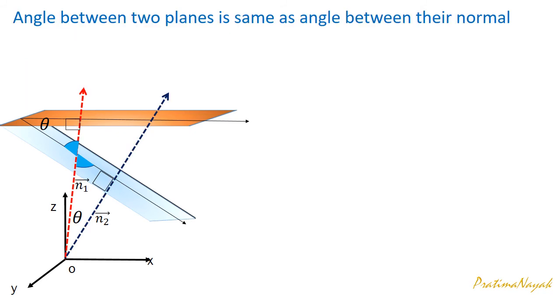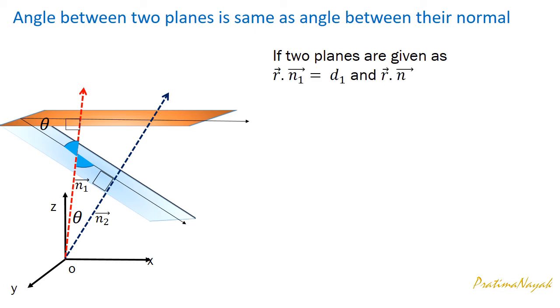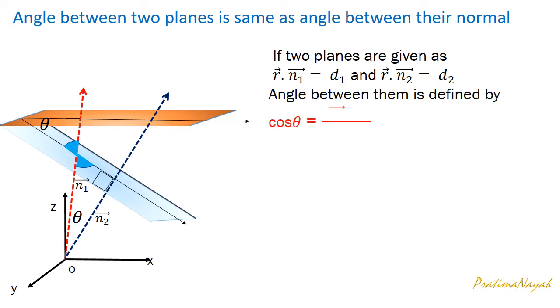If two planes are given as r vector dot n1 vector is equal to d1 and r vector dot n2 vector is equal to d2, then the angle between them is defined by cos theta is equal to n1 vector dot n2 vector over magnitude of the n1 vector multiplication magnitude of the n2 vector.